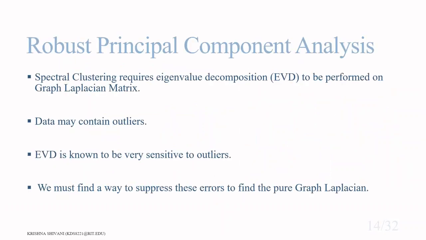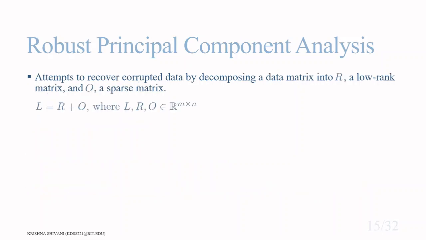Now looking only at spectral clustering, we see that it requires EVD to be performed on the graph Laplacian. Sometimes, however, this matrix contains outliers, to which EVD is extremely sensitive. So we look for a way to suppress the influence of these errors by returning an uncorrupted graph Laplacian, which brings us to robust principal component analysis, or RPCA. It attempts to recover L, the corrupted matrix, by decomposing it into R, a low-rank matrix, and O, a sparse matrix, subject to this constraint.